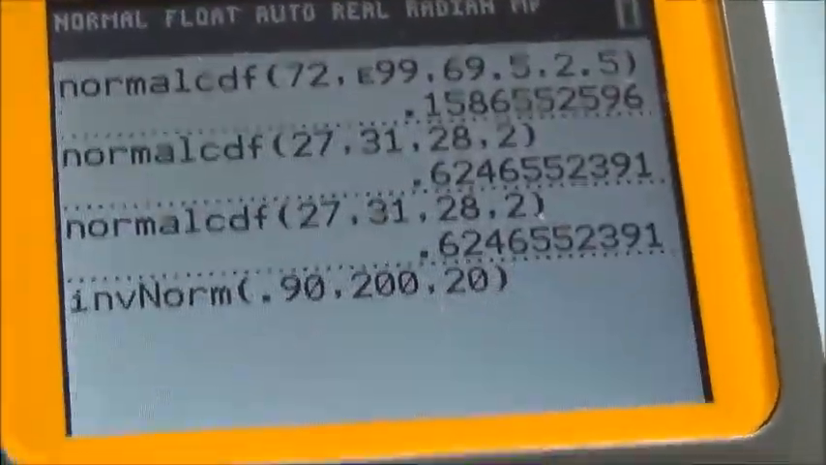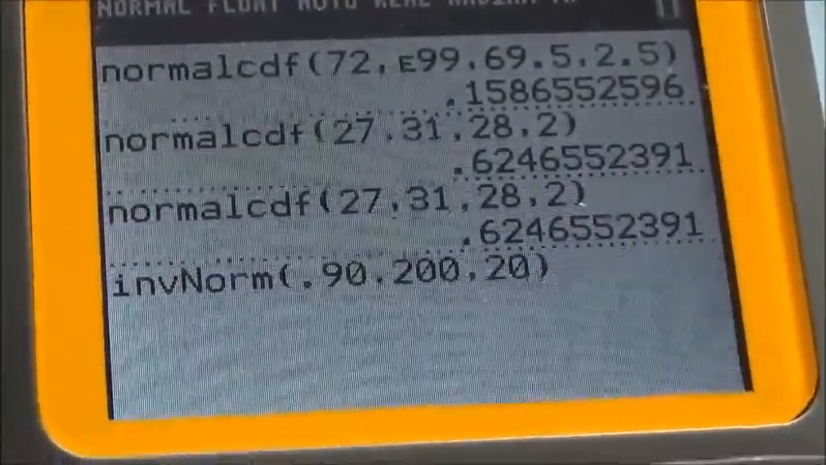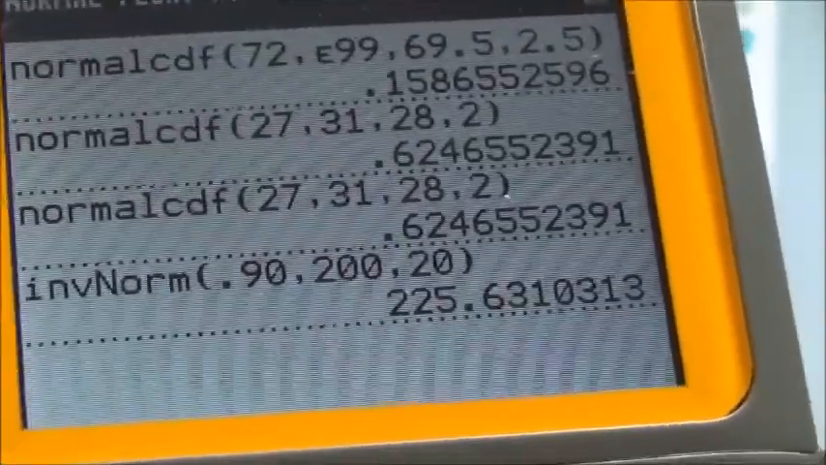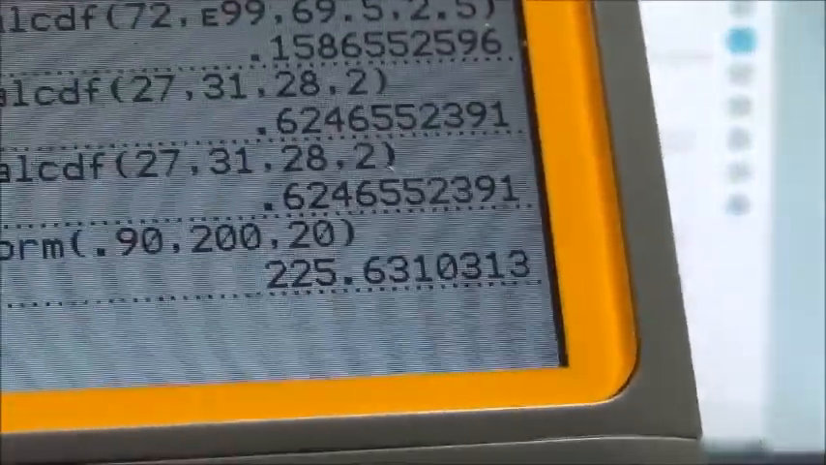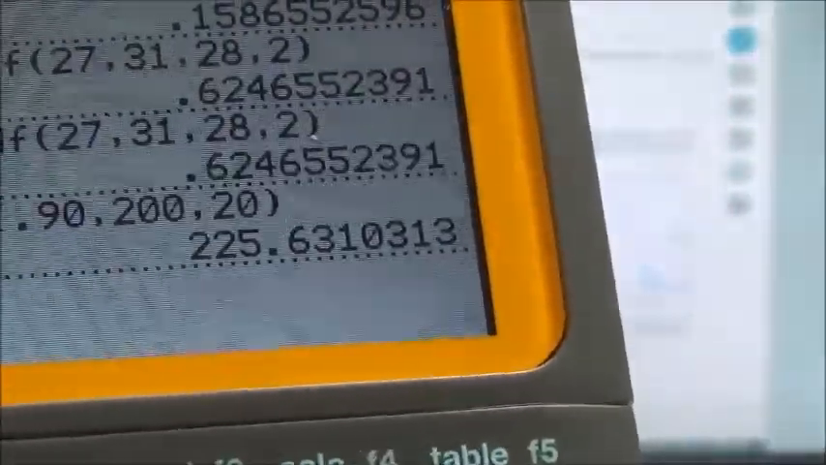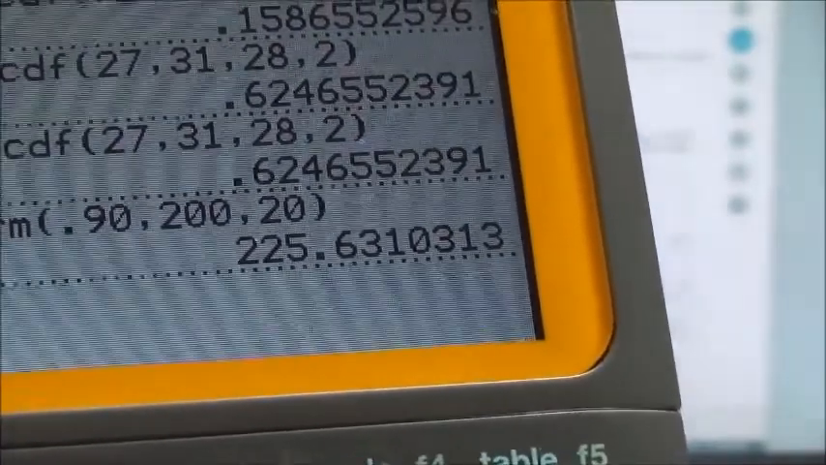And so you see I have inverse normal, and it's going to give me the value that corresponds to that. Normally your z-score you round off to 2 decimal places, so 225.63 is what you'd have, 225.63.